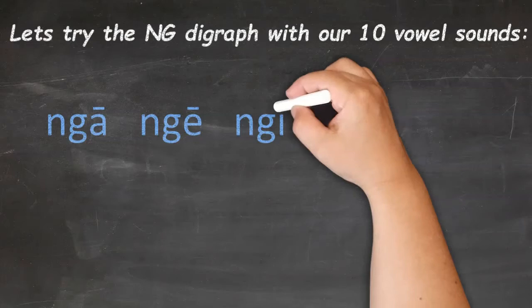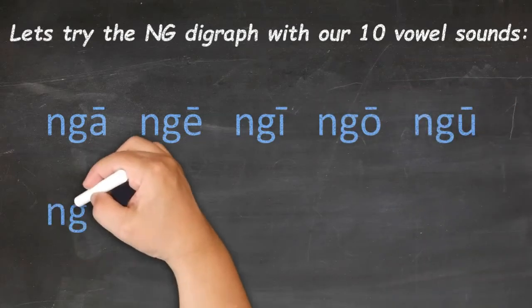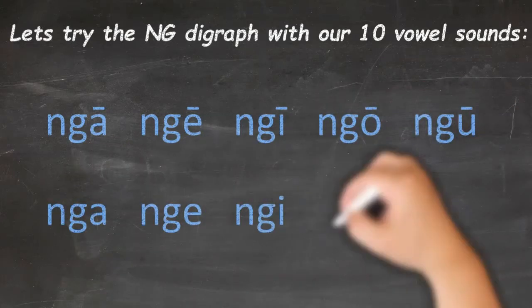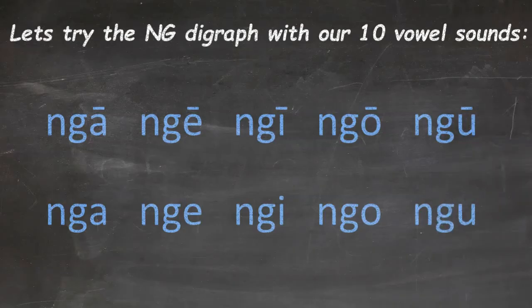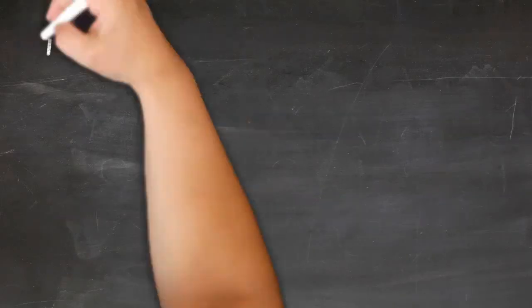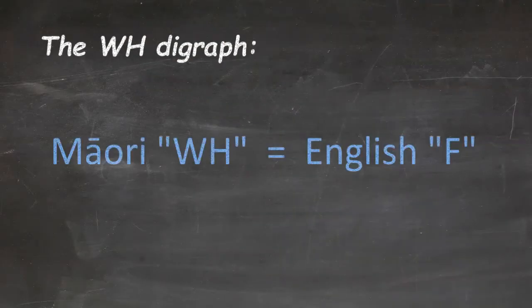Alright then. Nga, nge, ngi, ngo, ngu, nga, nge, ngi, ngo, ngu. Ka pai. And the final digraph is the WH sound, which essentially is an English F.